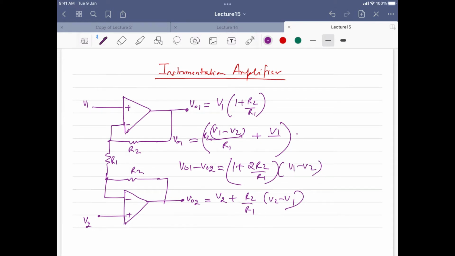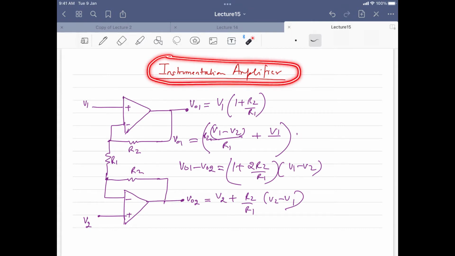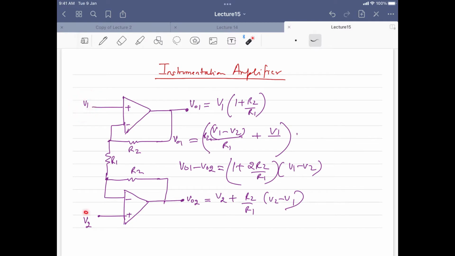So what exactly is this? It is when you take the voltage difference between VO1 and VO2. That difference of the voltage is scaled by a factor of 1 plus 2 times R2 by R1, and that scaling is multiplied with the difference of the input voltages, which is V1 minus V2. So what is this instrumentation amplifier used for? It is used for amplifying the difference in the voltage between V1 and V2.